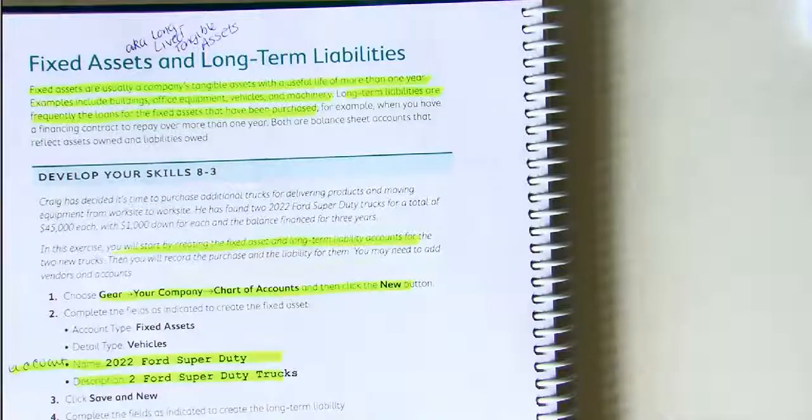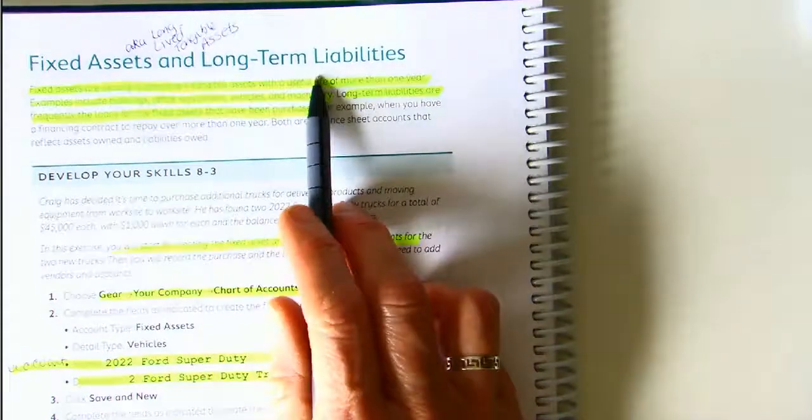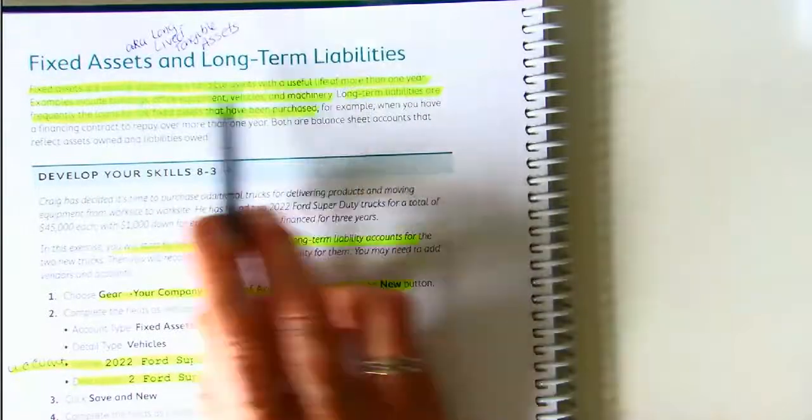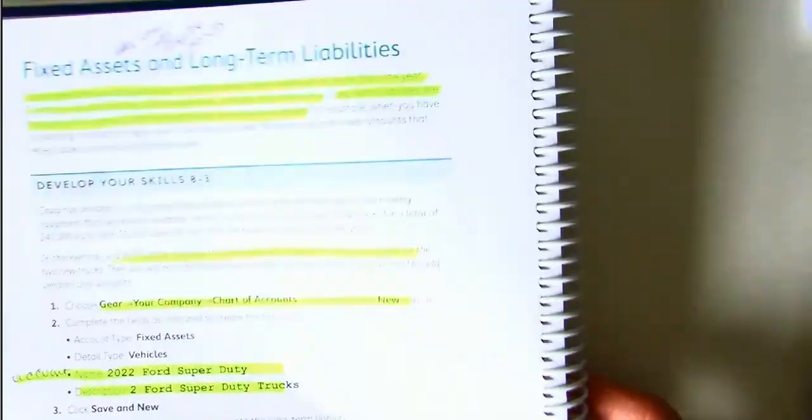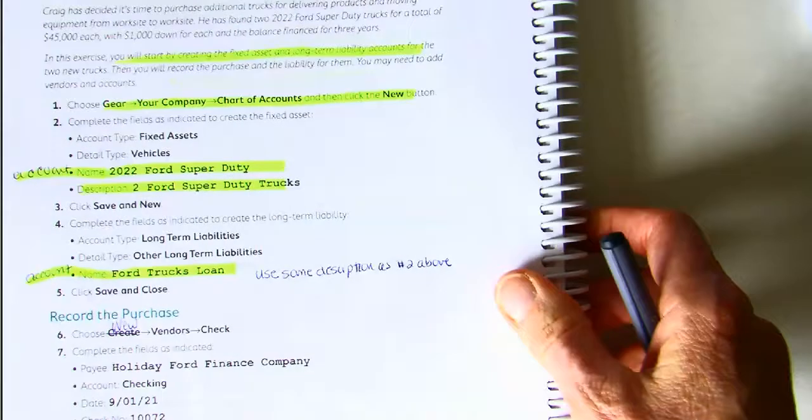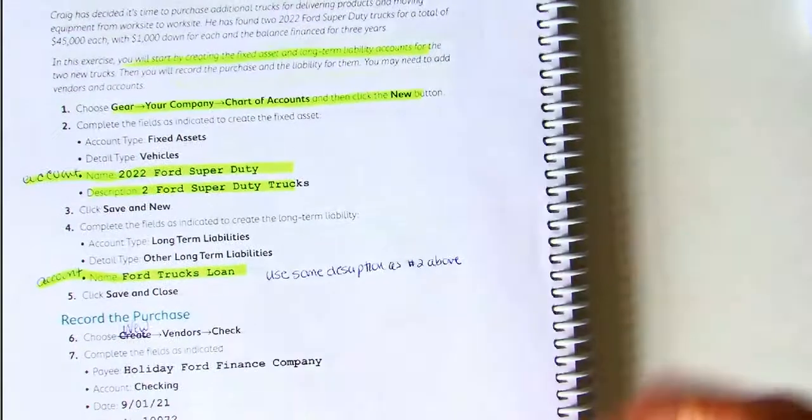Long-term liabilities are liabilities that will be paid more than 1 year into the future, and you often use long-term liabilities to finance the purchase of fixed assets. Now in this section of the Develop Your Skills, you're going to have to create 2 accounts.